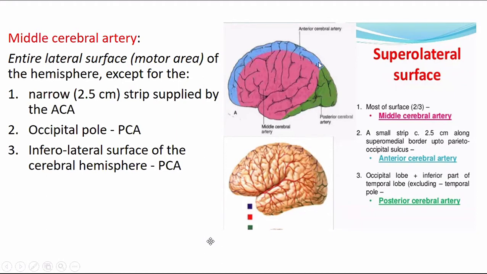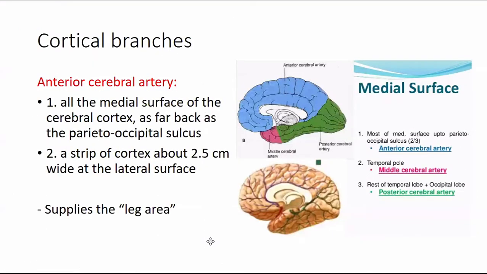So this part at the lateral surface and most of the medial surface is supplied by the anterior cerebral artery. The more important structures supplied by the anterior cerebral artery are the motor and sensory areas to the leg, to the lower extremities. For the medial surface, this small area, this is the temporal lobe. This distal temporal pole is supplied by the middle cerebral artery, the pink, and the rest of the temporal lobe and the occipital lobe is supplied by the posterior cerebral artery on the medial surface. This is the branching. This is the supply.